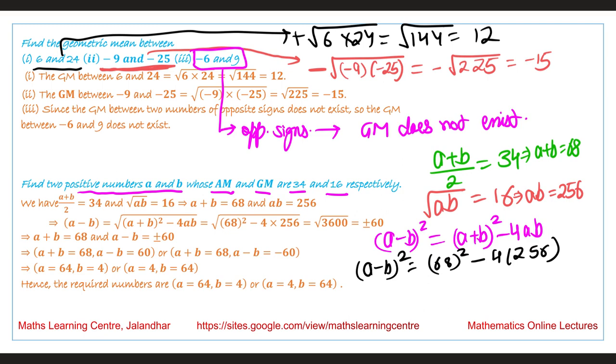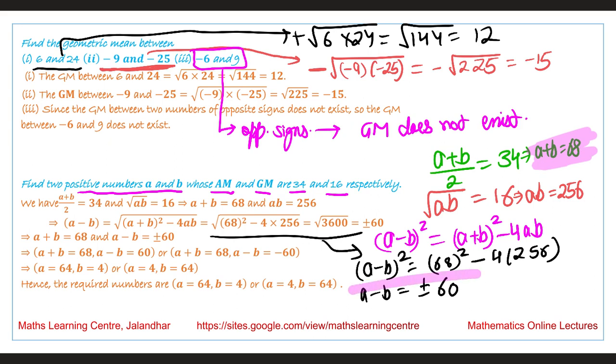So the value of a minus b we obtain is equal to plus minus 60. When you solve this value, you will obtain a minus b is 60. Now we have two equations. One equation we have is a plus b is 68 and the second is a minus b is 60. We are talking about two situations over here.